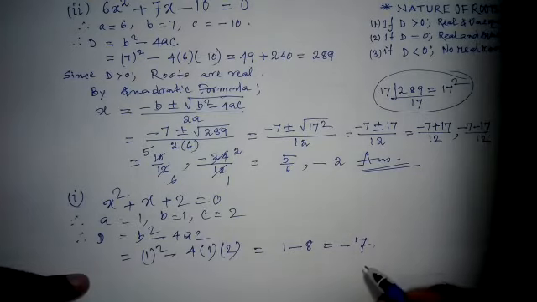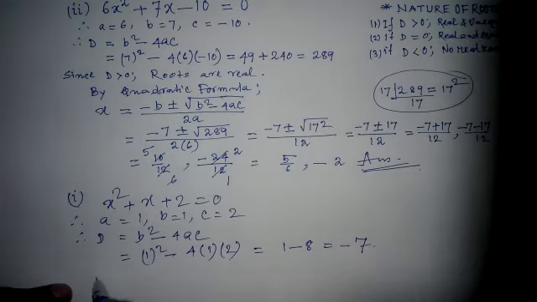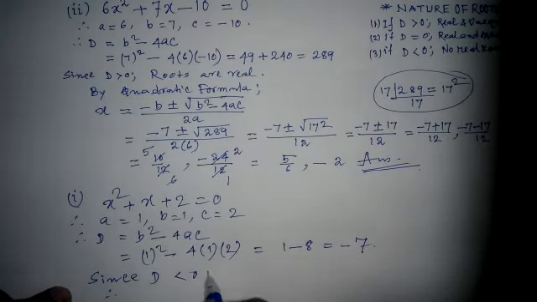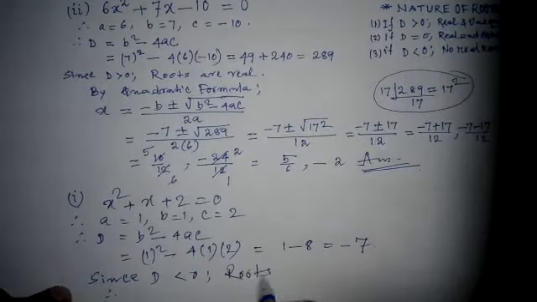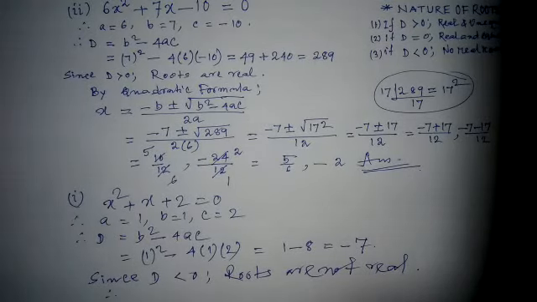So what we see, minus 7 is less than 0. So if it is less than 0, we can write: since D is less than 0, this equation has no real roots. Therefore, roots are not real. Roots are not real, so we don't need to find the roots here. When there is no real root, we cannot find them. So remember, if the value of D is negative, that means we cannot get the roots.